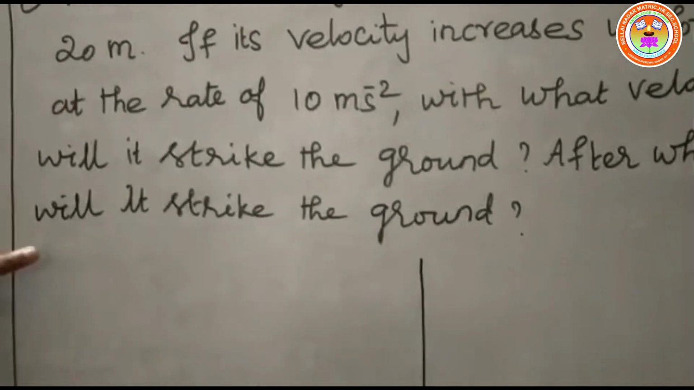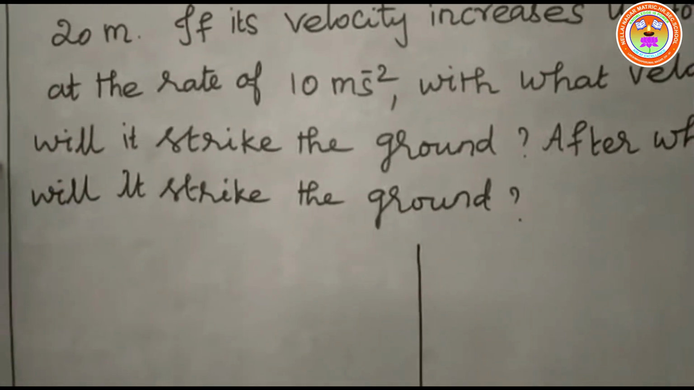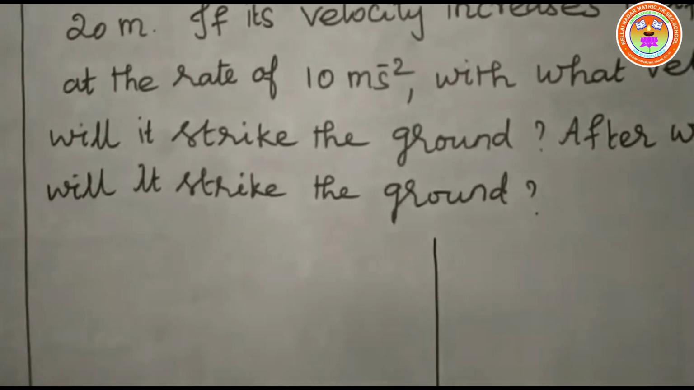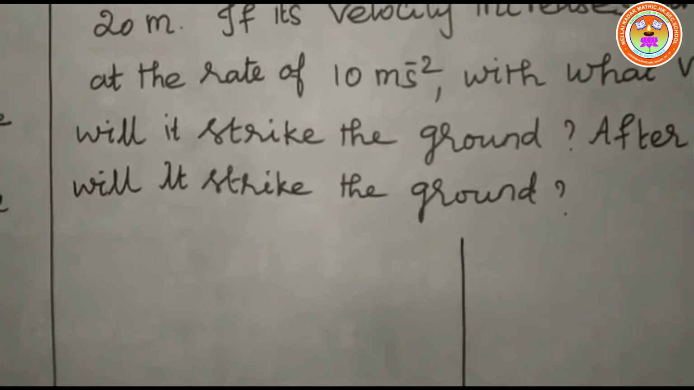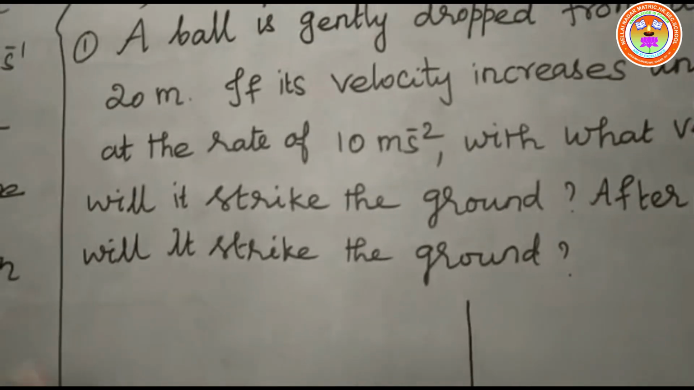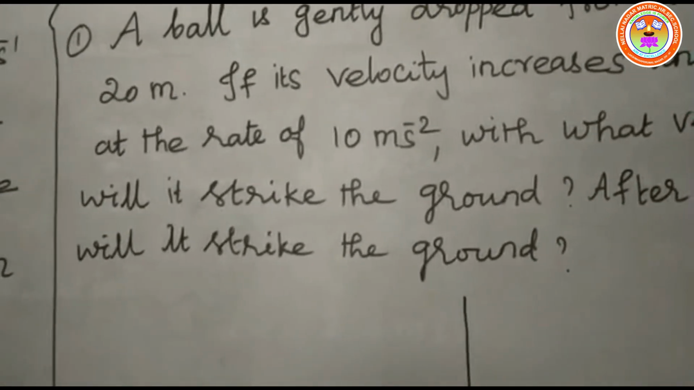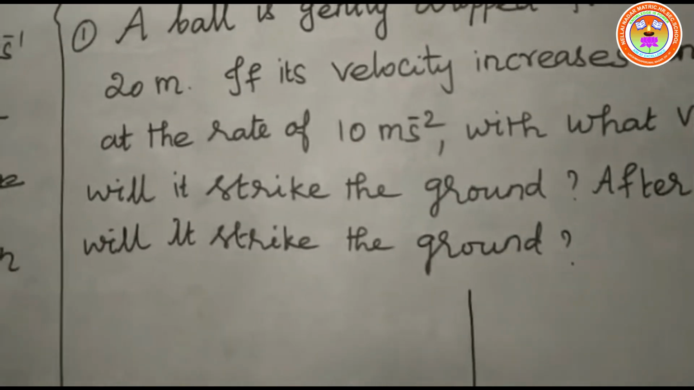So first we have to find out the velocity of the ball when it strikes the ground. And next we have to find out the time taken by the ball to strike the ground. So first we have to write what data are given.